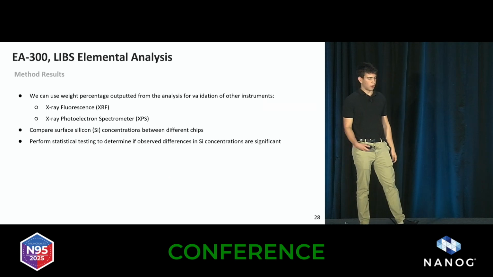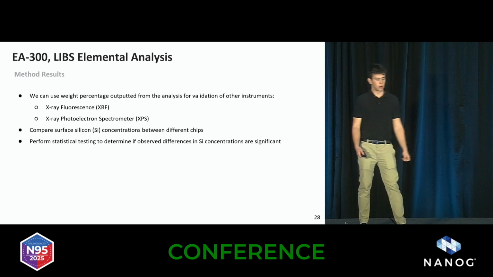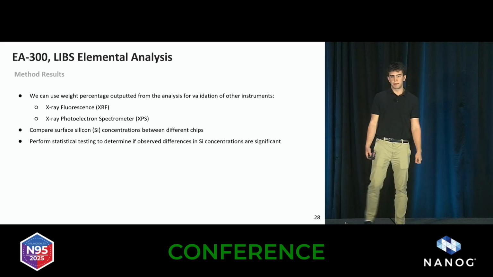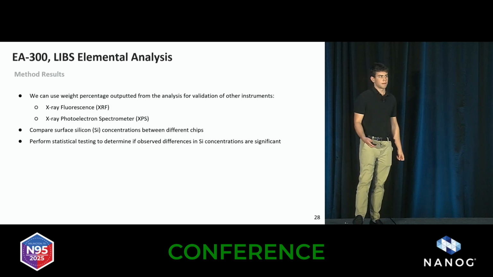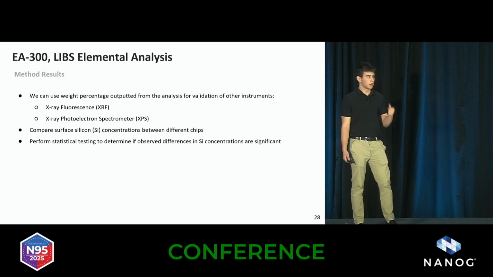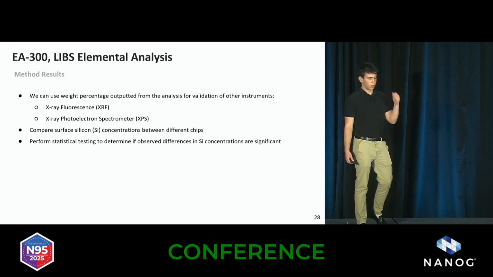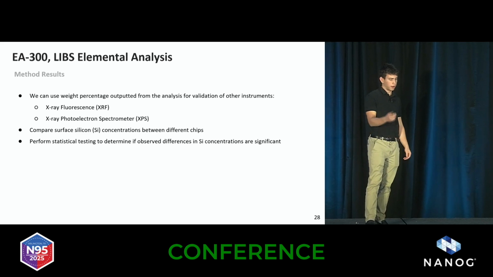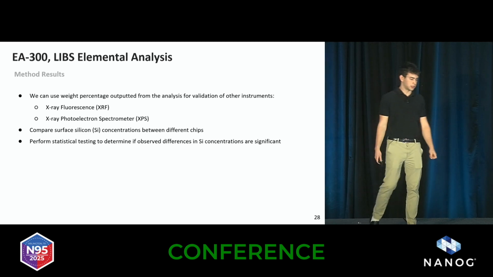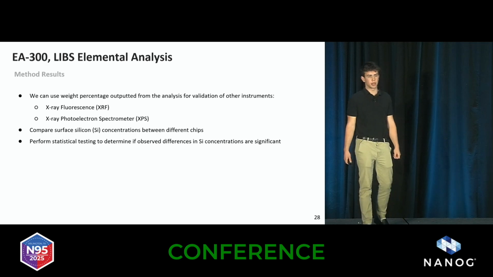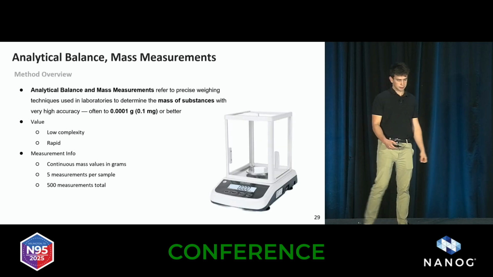So, going through how we're going to use the results in the future. We plan to use the weight percentage for validation of our previous instruments, because elemental characterization can be finicky sometimes. I mean, if you have a fingerprint on there, that could affect the composition you're reading. So we're going to use the validation across the instruments. X-ray fluorescence, for example, and XPS can be validated by this method. And we found that we can likely compare silicon concentrations between the different samples.